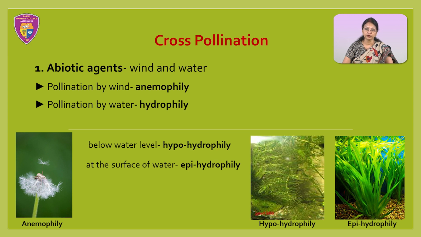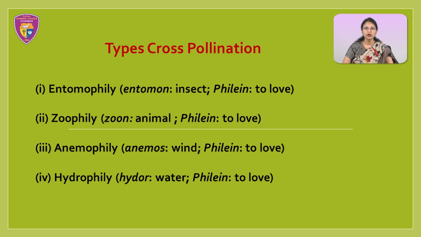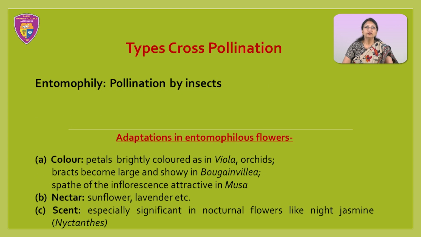the surface of water. So, accordingly there are four main types of cross-pollination based on the agent of pollination, namely entomophily, that is pollination by insects, zoophily, that is pollination by animals, anemophily, pollination by wind, and hydrophily, pollination by water.